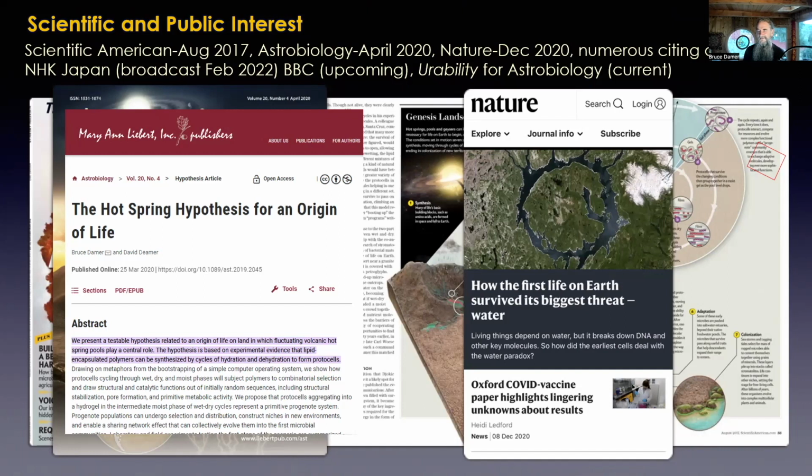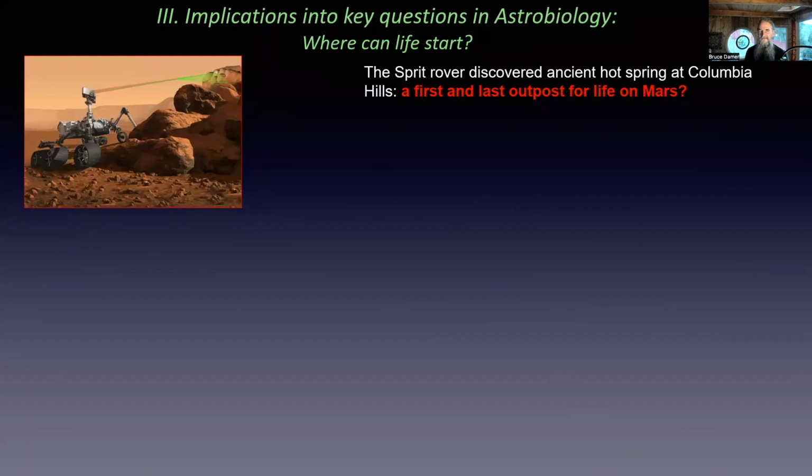And being a kind of minor historian of science, this has all the hallmarks of a paradigm shift in science that Thomas Kuhn wrote about in the 60s. So the last little section here, which I think will lead to a lot of questions, is the implications for key questions in astrobiology of where life can start. And I got involved in 2016 with the landing site team for the selection of the Mars 2020 landing site.